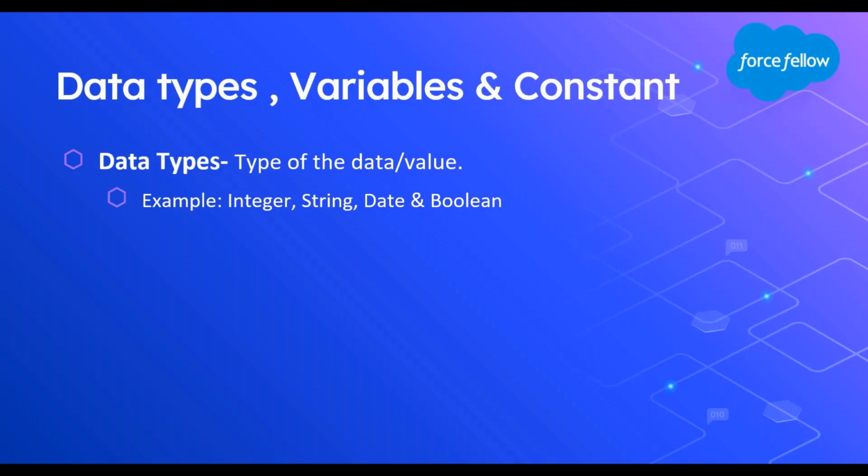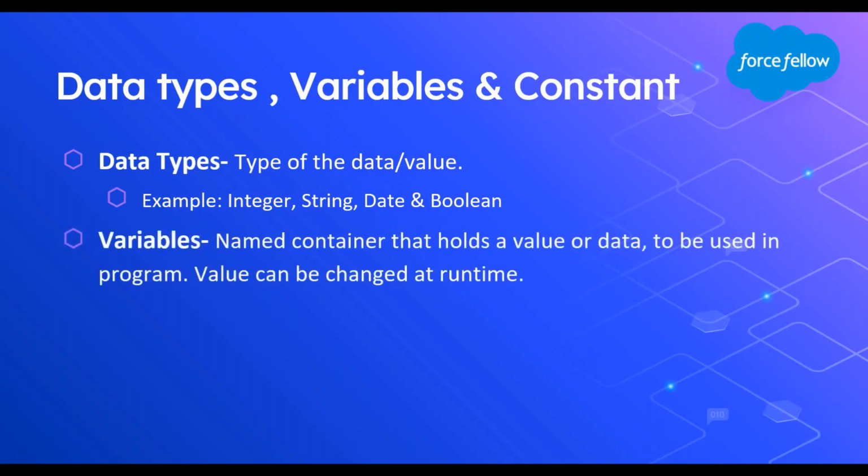And now if we talk about variables, then we can say variables are named containers that hold a value or data to be used in a later part of the program. If you want to store or hold any value in a program, then we have to declare a variable with the relevant data type and assign a value to that variable. And that value can be changed at runtime, or we can say during the program execution, okay?